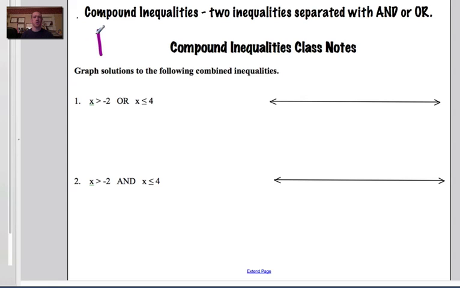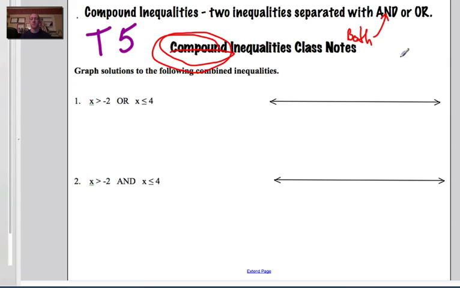Alright, so here we are with topic 5. That has to do with graphing compound inequalities. That's when there's two inequalities joined with an "and" or an "or." In an "and," they both have to be true at the same time. And with an "or," one, the other, or both can happen.